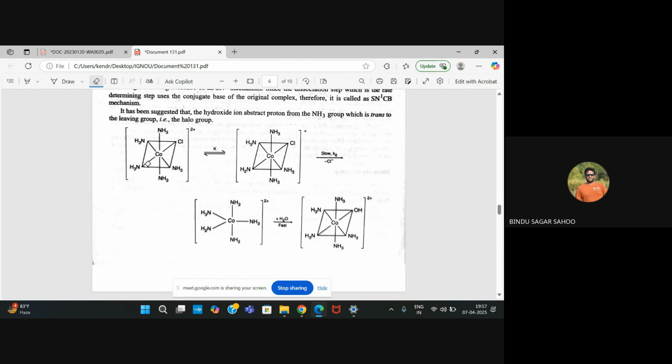It will abstract the proton from this NH3 group because the NH3 group is present trans to the leaving group. Then it can easily donate its pi electron towards the cobalt, and there will be breaking of the cobalt-Cl bond. So always the proton abstraction occurs from the anti-periplanar position of the leaving group. Then the reaction will be faster.